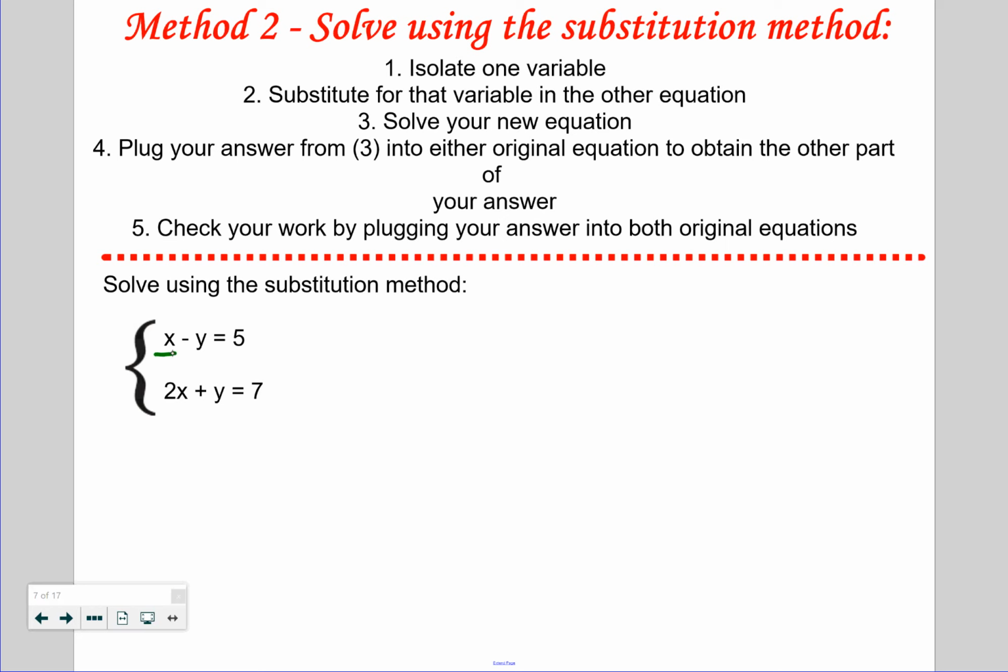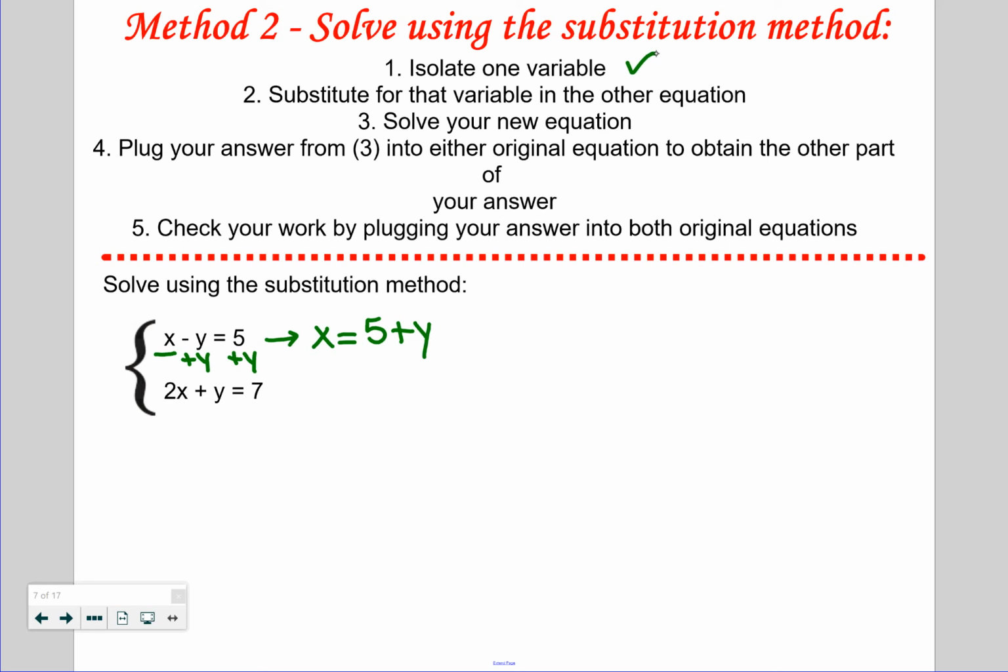I'm going to get the x alone in the top equation. To do that, I have to add y on both sides. So this equation becomes x equals, the y's cancel, 5 plus y. That's all you do in step 1.